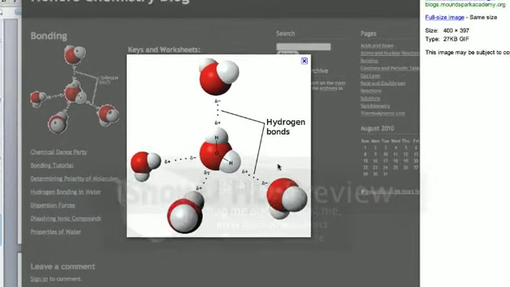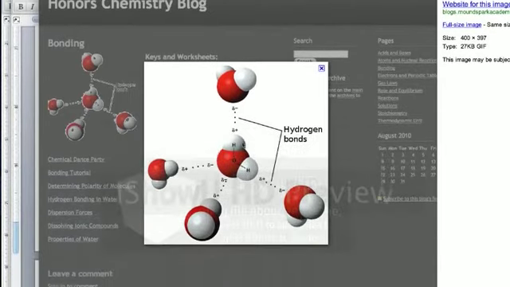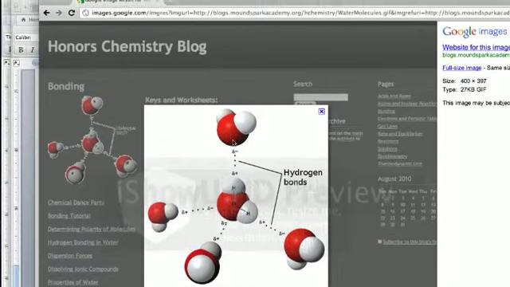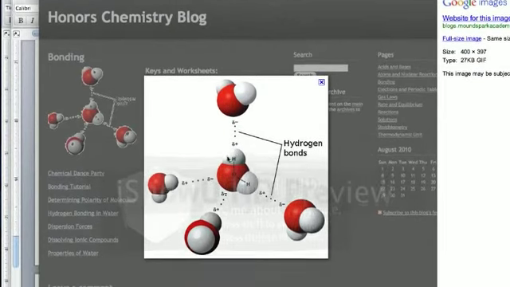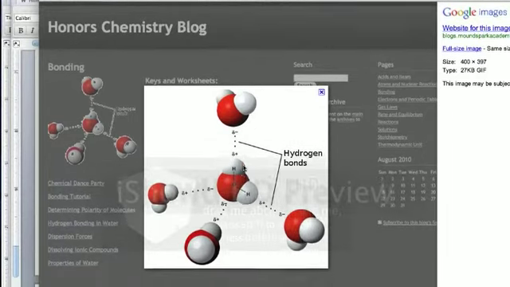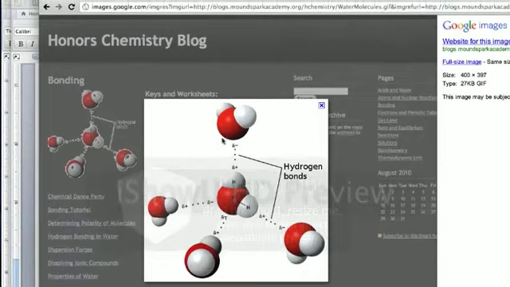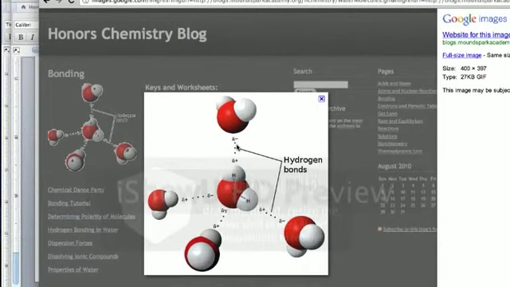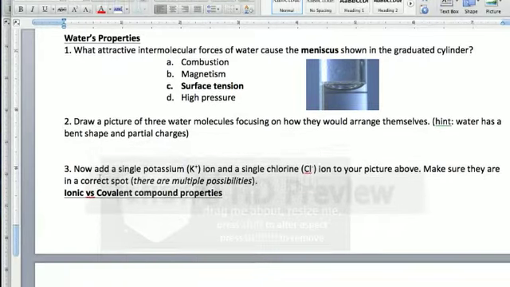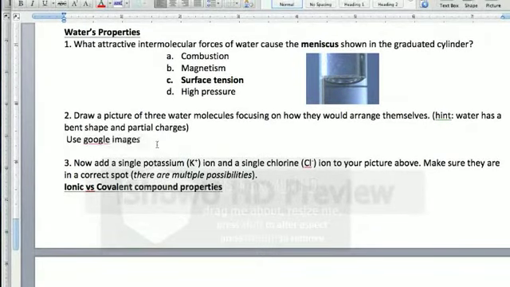Here's 5 water molecules. Notice the hydrogen bonds that exist between all 5 water molecules. Notice also that the red balls align themselves with the white balls, or the hydrogens are matching up with the oxygens. Notice that there is a partial positive charge on the hydrogen and a partial negative charge on the oxygen. So you could just draw something like this. So we could say, use Google Images.